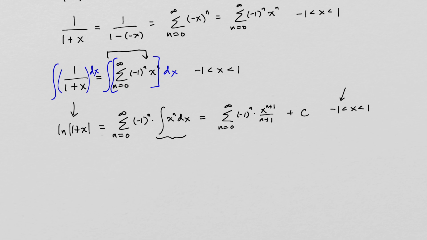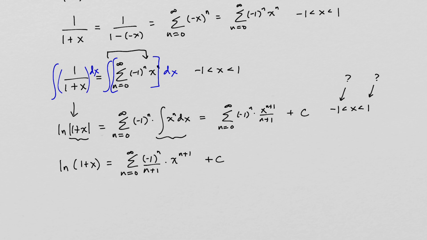Okay, now we will have to check our endpoints to see if the series converges there as well, but we'll do that in a minute. So first of all, let's just notice that for the natural log of the absolute value of 1 plus x, we don't need the absolute value here because if x is a number strictly in between -1 and +1, this will never be a negative number. So we've got the natural log is equal to the sum of -1 to the n over n plus 1 times x to the n plus 1 plus c.